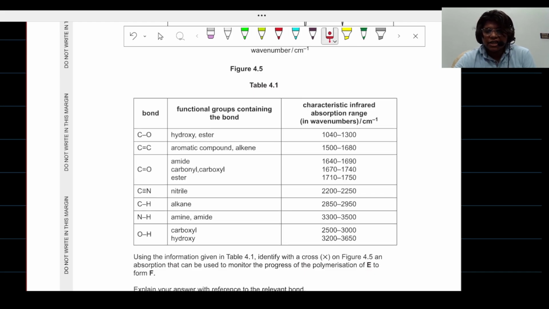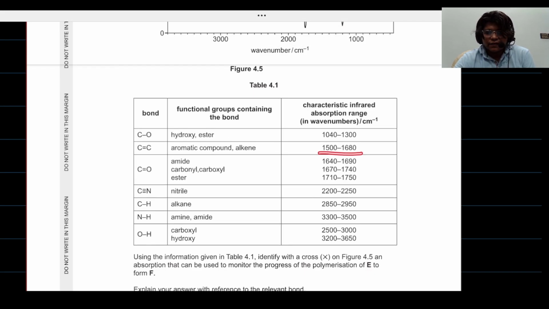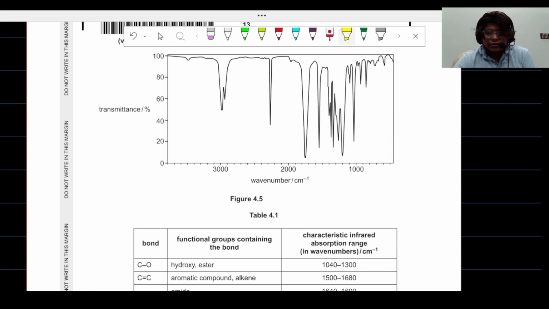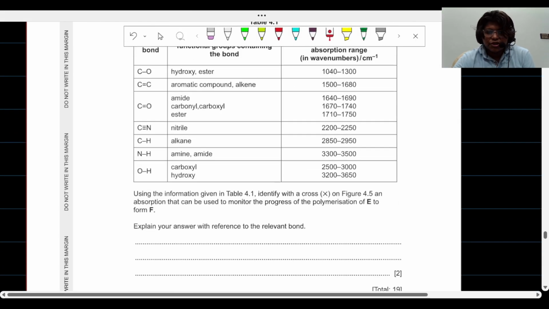It is between 1500 and 1680. So let's find this peak. This is 1000, this is 11, 12, 13, 14, 15, and 16. So this would be the peak. We will label it with a cross, right? This would be the peak which we need to monitor.